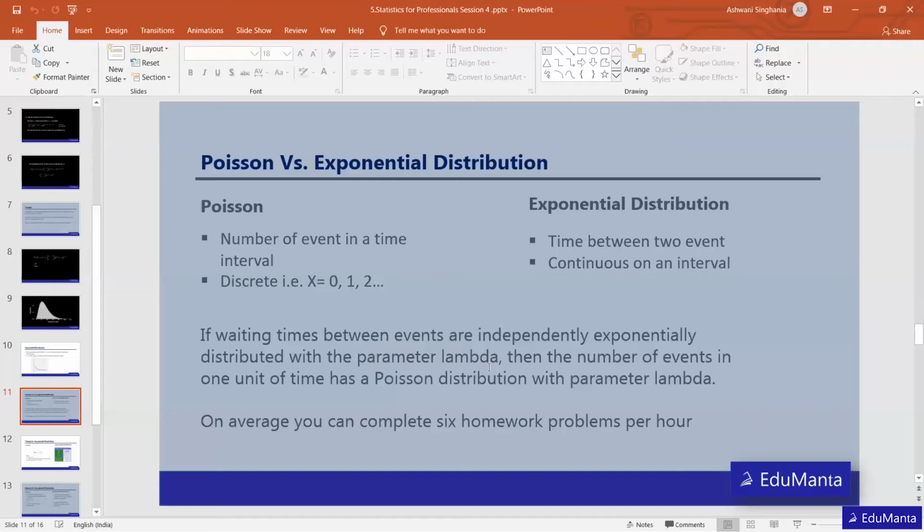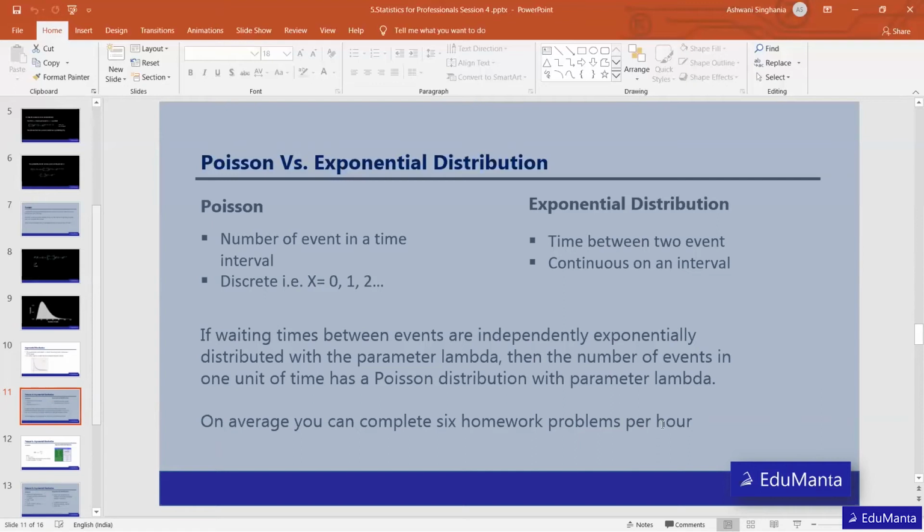The same distribution can be looked at in the other way. And what is that? The number of events in 1 unit of time, right? So you can select a time, and in that time, the number of events that is going to happen is actually the Poisson distribution. And the parameter is again lambda, right? So on average, you can complete 6 homework problems per hour. So we can see that here lambda is going to be 6 on the time interval of 1 hour, right?